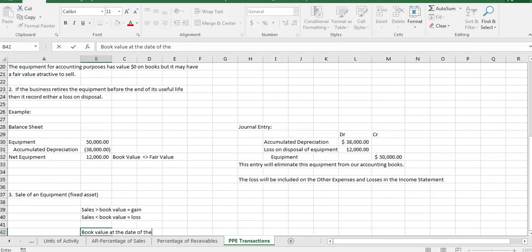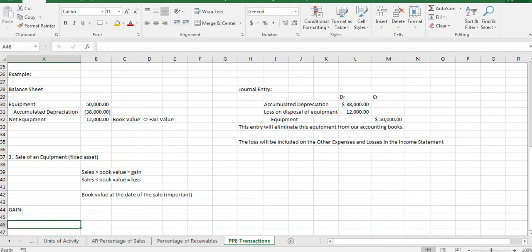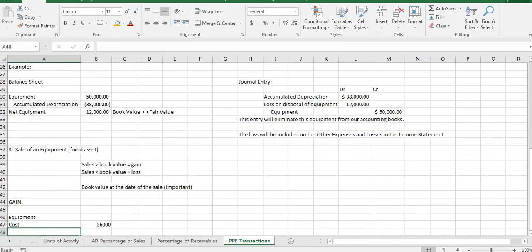So we want to make sure that we get the book value correctly at the date of the sale, and this is something that I'm going to add for this example. Let me put new data for this example, and I will throw in a new variable, so make sure that you understand this. Let's say, for example, that we have equipment whose cost is $36,000 and the accumulated depreciation is $24,000.